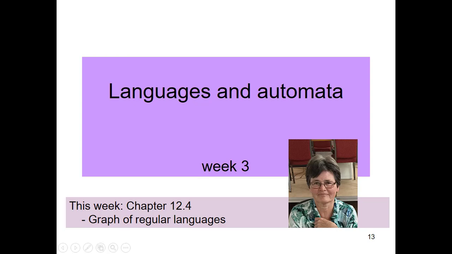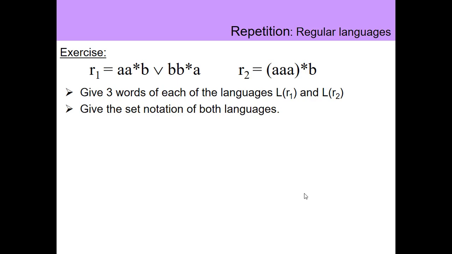Look at the languages and automata part of lesson 3. You will find this theory in chapter 12.4 of Charm. Okay, first let's repeat what we've done last lesson.